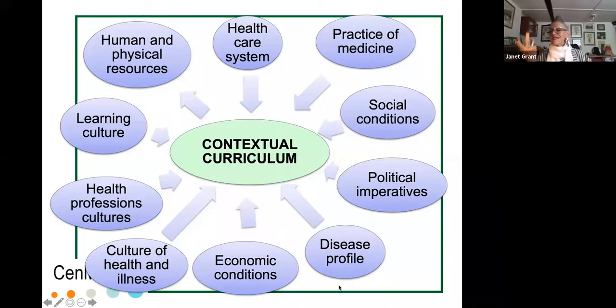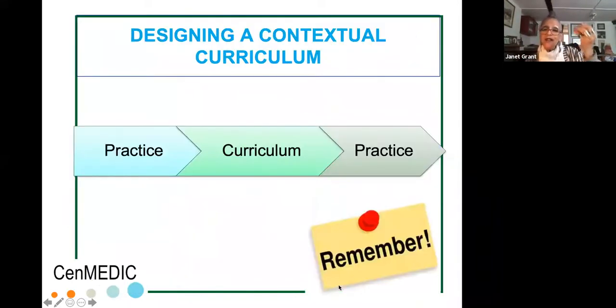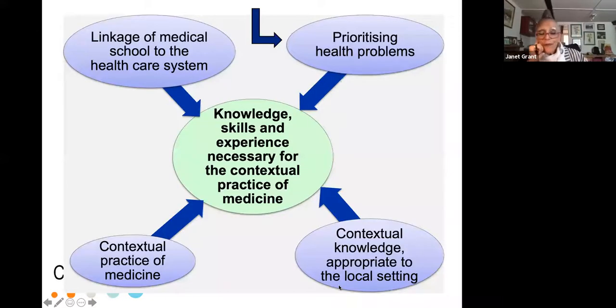So I can't say to you, make your curriculum theory the dominant thing. It isn't. You've got to know about it. Or make your teaching and learning method the thing that identifies you. It mustn't. What identifies you is this. And all the other decisions are choices from everything that you know. Designing a contextual curriculum is about practice, then your curriculum, then practice.